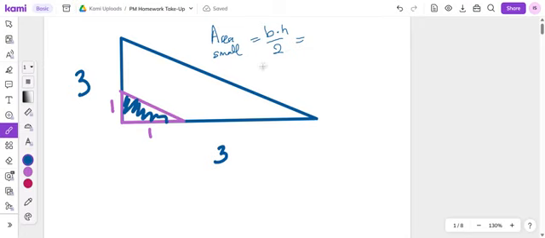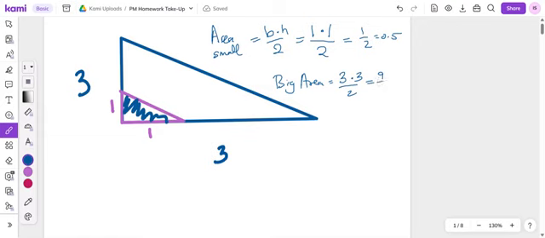So let's figure out. I remember that the area of a triangle is base times height divided by 2. So if I take the smaller triangle, I've got 1 times 1 divided by 2, what's that? 1/2, or 0.5. Now, if I take the bigger triangle, it's going to be the same. It's going to be base times height divided by 2. What's that? Well, that's 9/2, or it's 4.5.